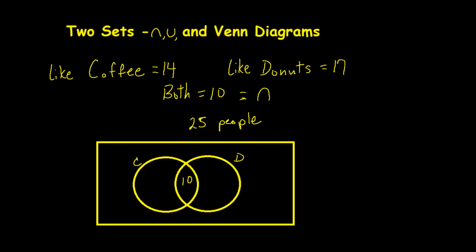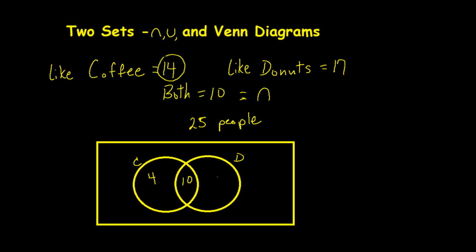Now, where students often make a mistake is they say, oh, this is the coffee circle, 14 like coffee, so I'll put 14 here. And that is incorrect. The reason is the entire circle of everything inside circle C must add up to 14. Everyone who likes coffee. So everyone that likes coffee is 14. This part is 10, meaning this part out here has to be 4. So what the 4 represents is all of the people that like coffee that do not like donuts.